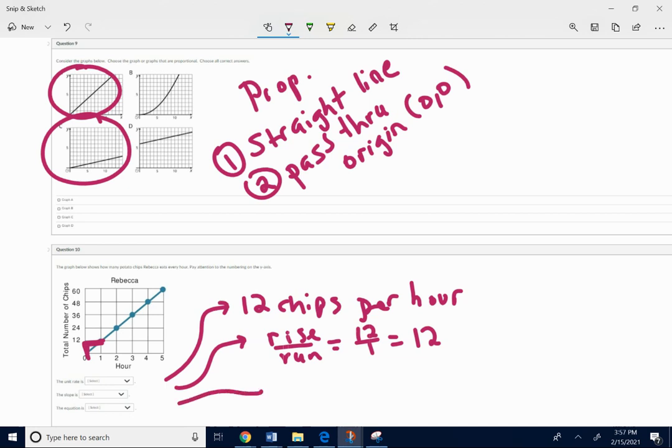The equation is going to be y equals some number times x. Think about just the equation of a line. The number in front of your x is the slope if it's proportional. y is equal to 12 times x.